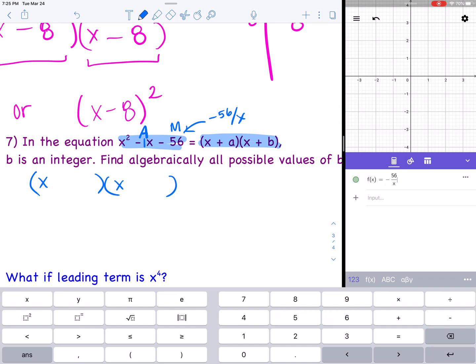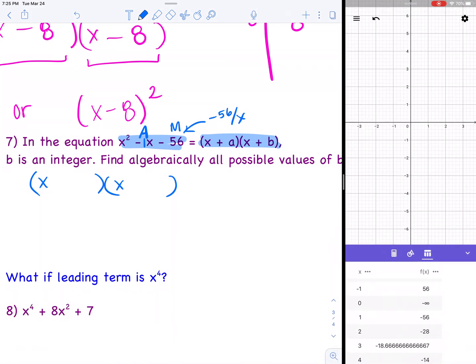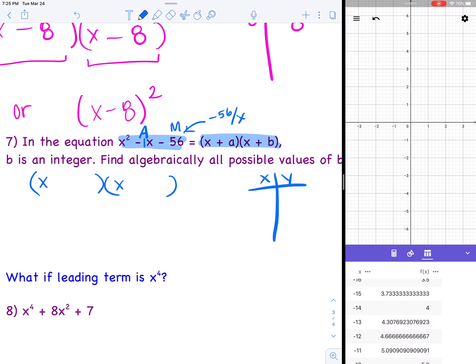And again, I could go to the table. I should be okay. Still going from just the negative 24 to 24. That's like as far as you'd need to go. Scrolling, I see negative 14 and 4 in the table of values. That is not going to add to negative 1. It adds to negative 10.